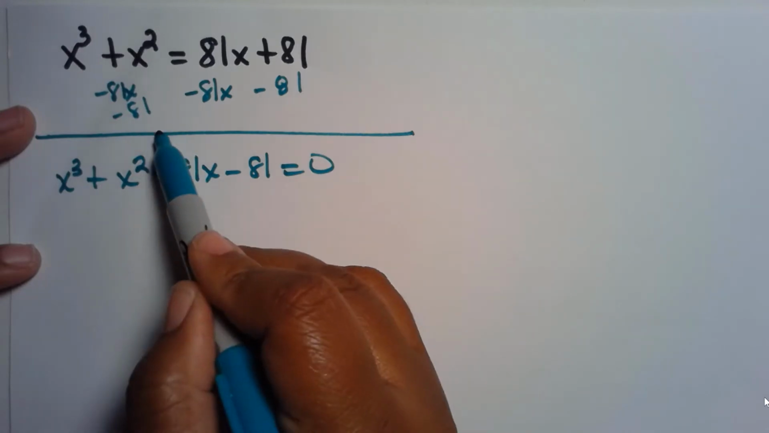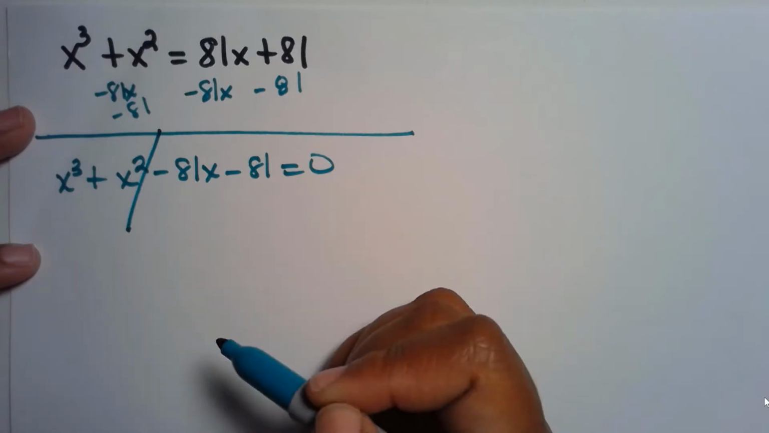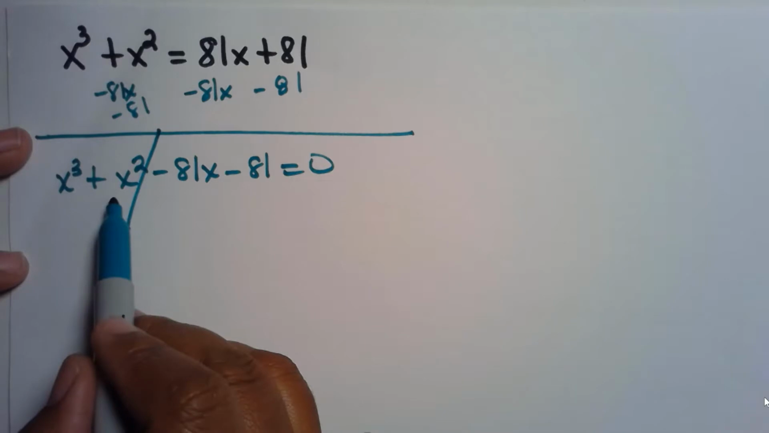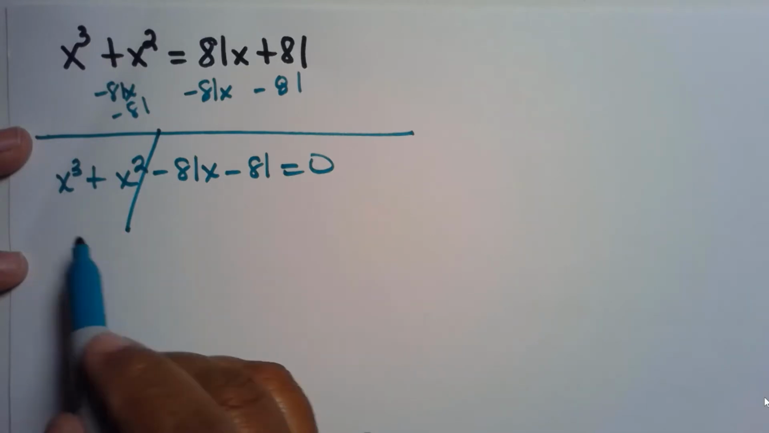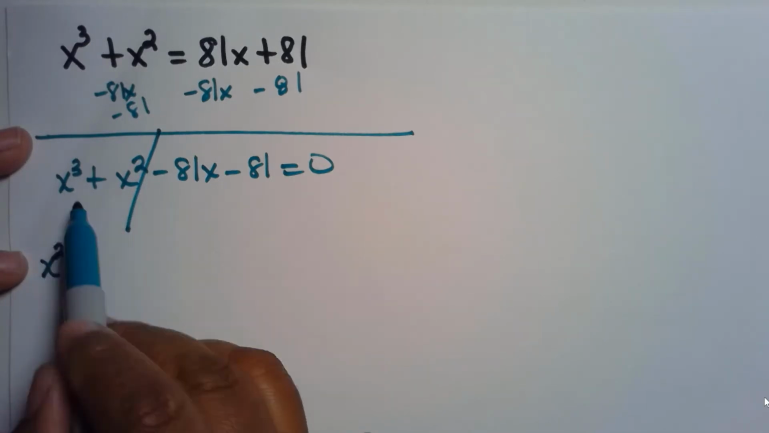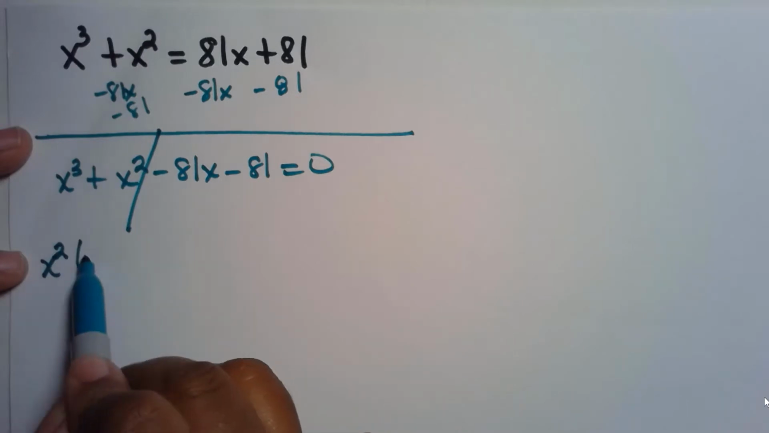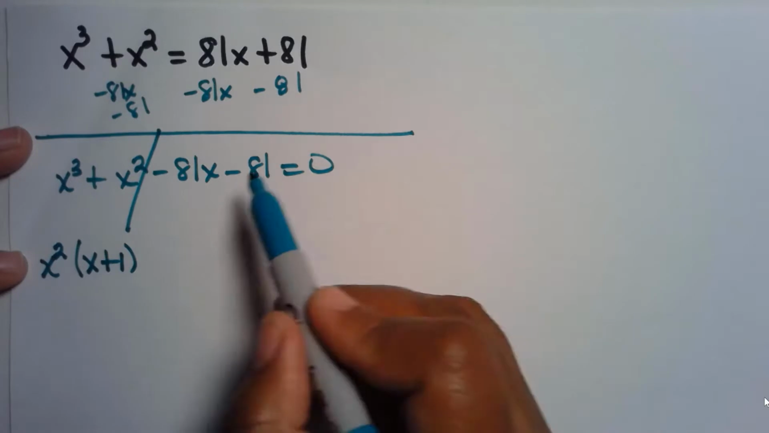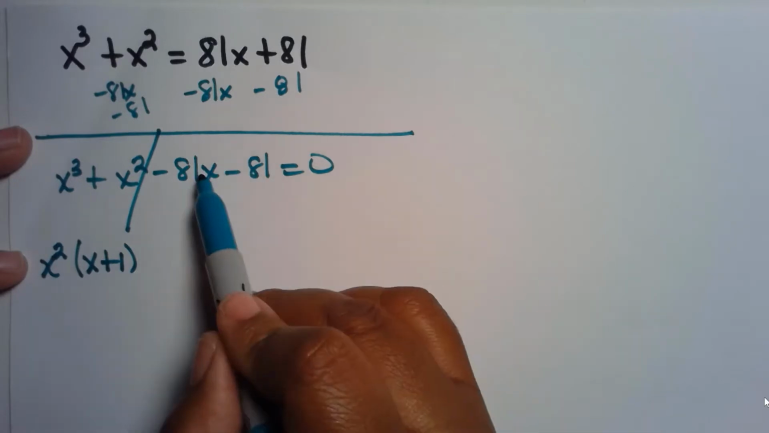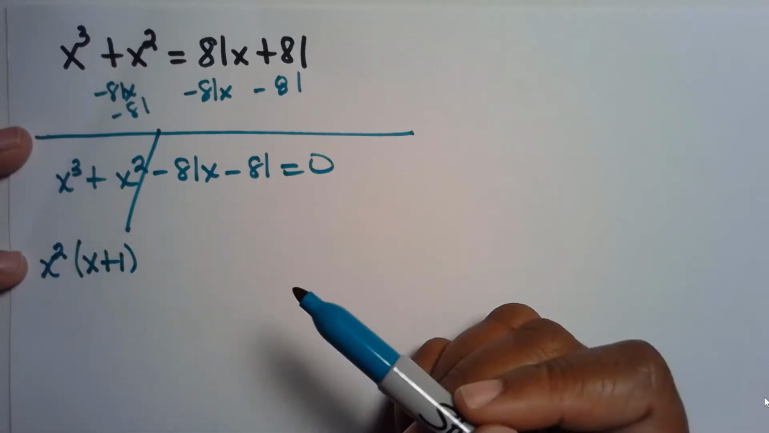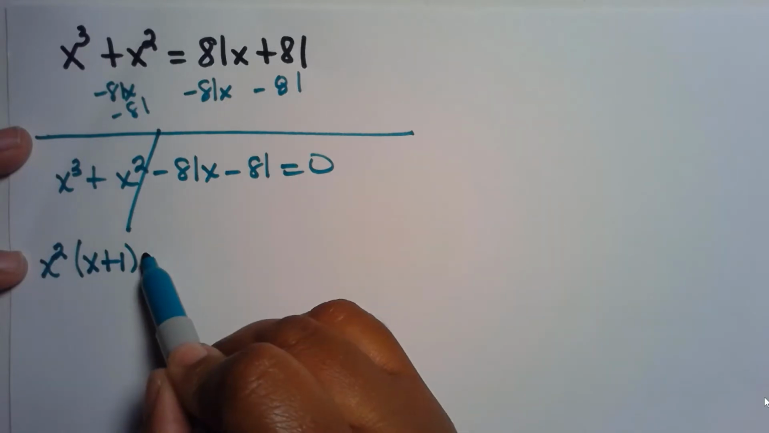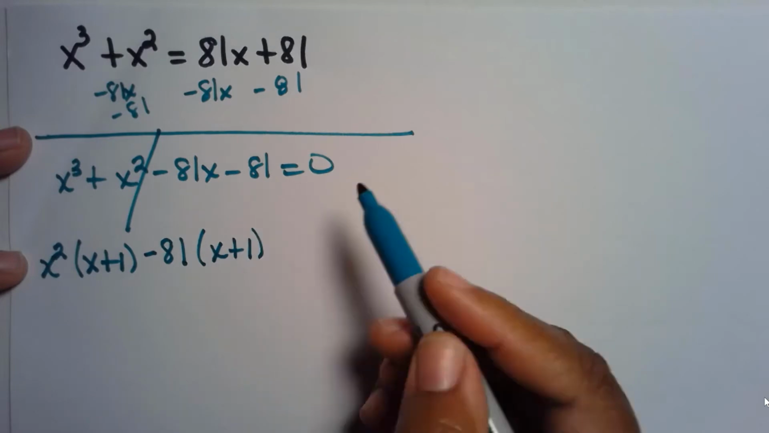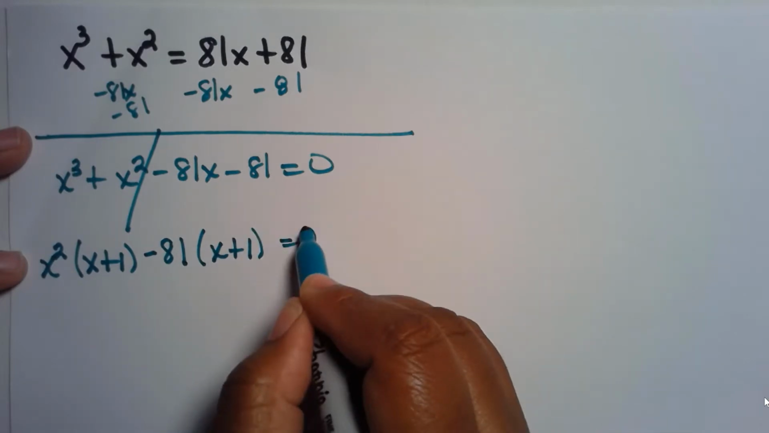So I'm going to split it in half. I'm going to chop it. Group the first 2 terms together. Give me a GCF. That's going to be x squared. What's left over? X plus 1. The next 2 terms. Give me a GCF. Tell me what is left over. The GCF is going to be negative 81. And then we're going to have x plus 1 that's left over equals 0.